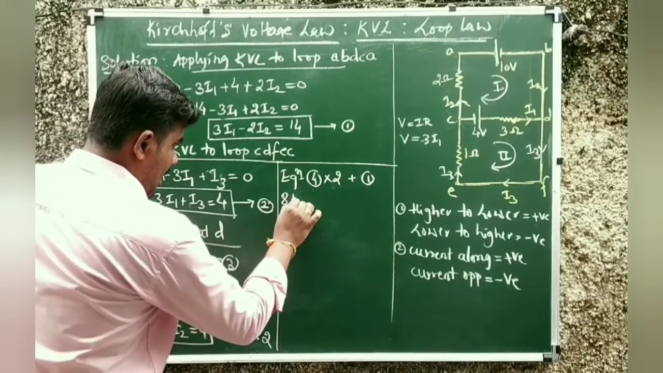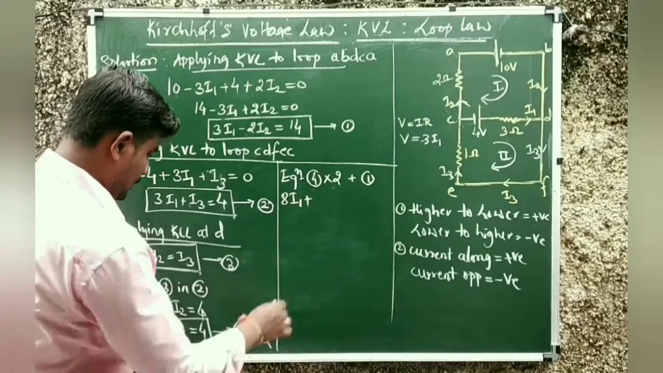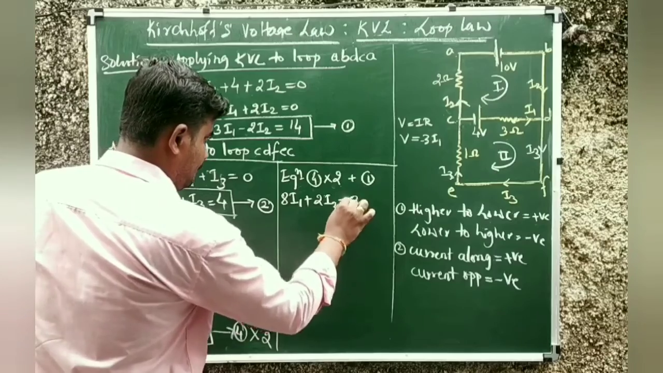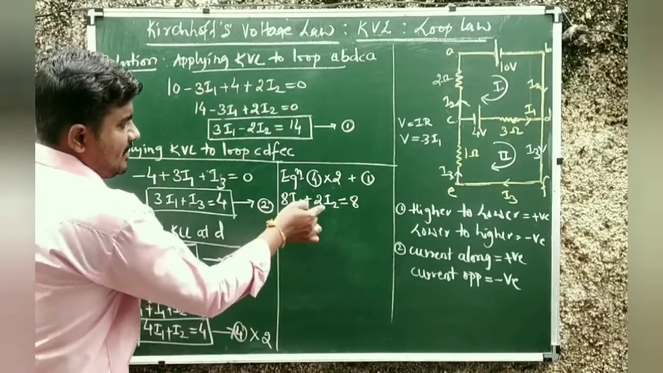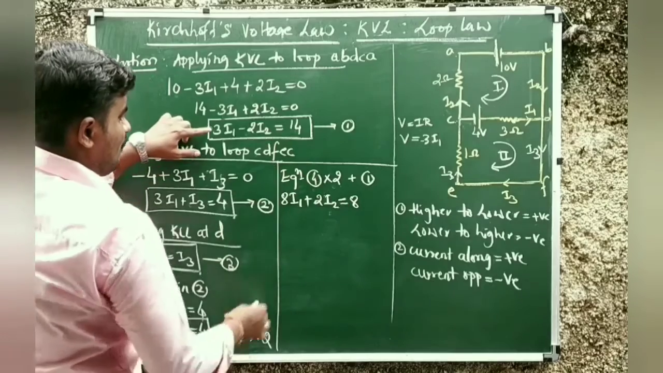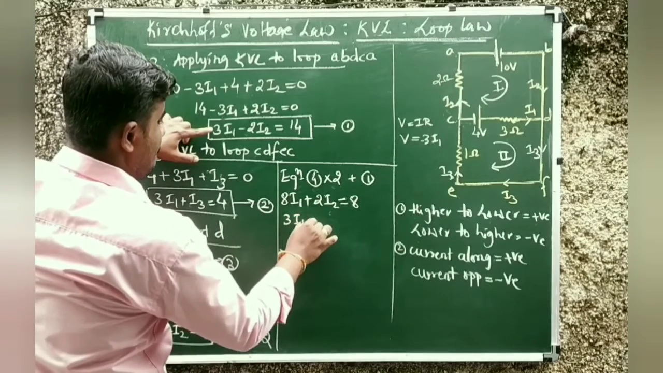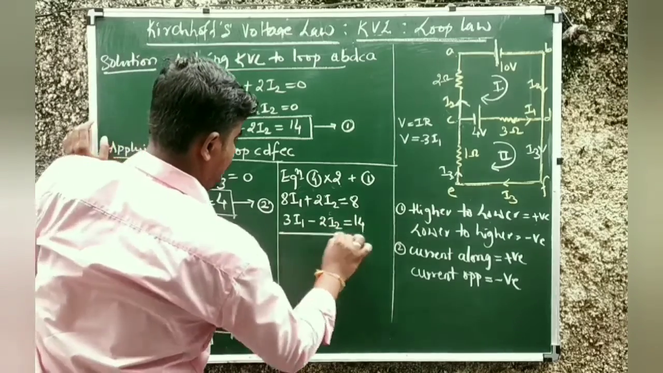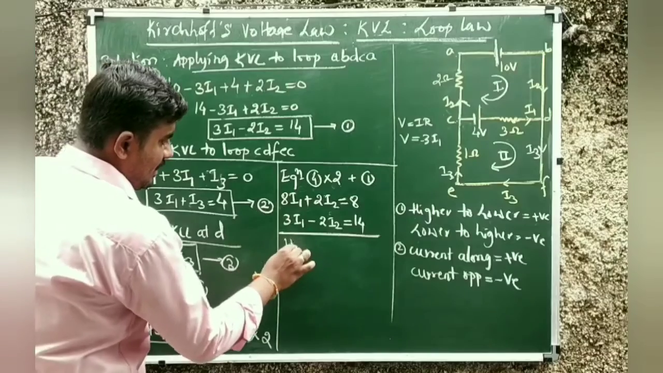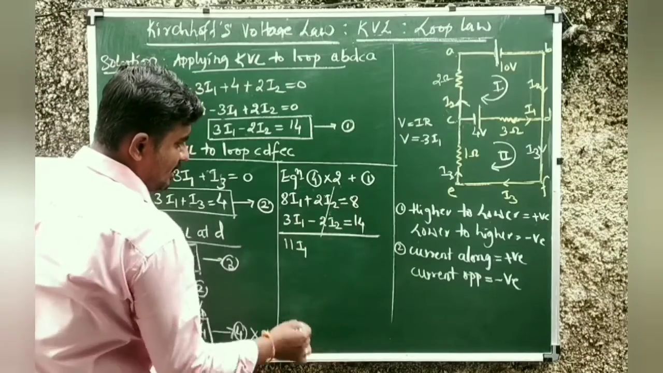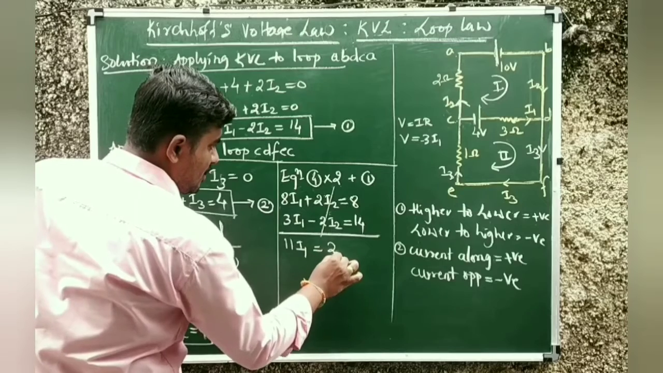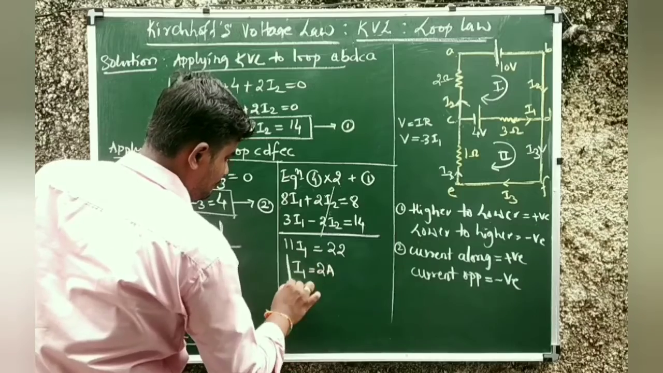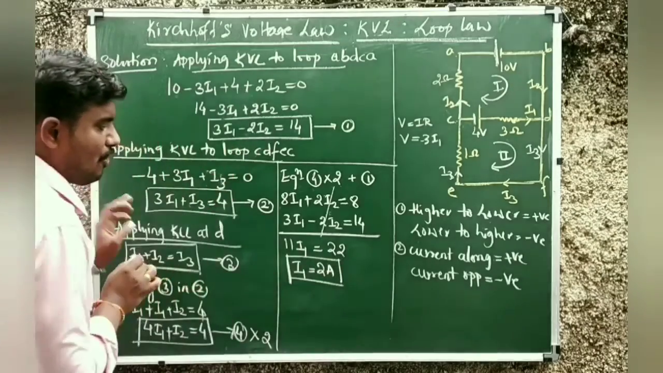So it is 8I1 plus 2I2 is equal to 8. And this equation is added with what? Equation 1. Equation 1 is how much? It is 3I1 minus 2I2 is equal to 14. See, 8 plus 3 is 11I1, 2I2 cancels, and 8 plus 14 is 22. Therefore, I1 is equal to how much? It is 2 ampere. Now, I know the value of I1.